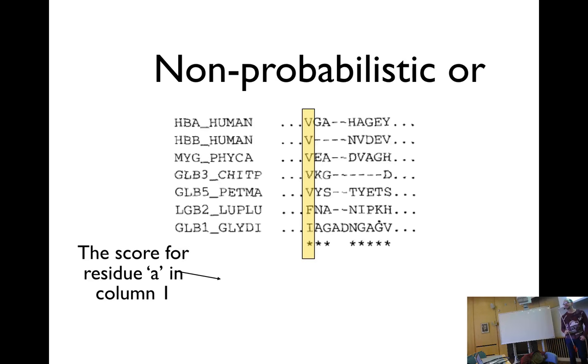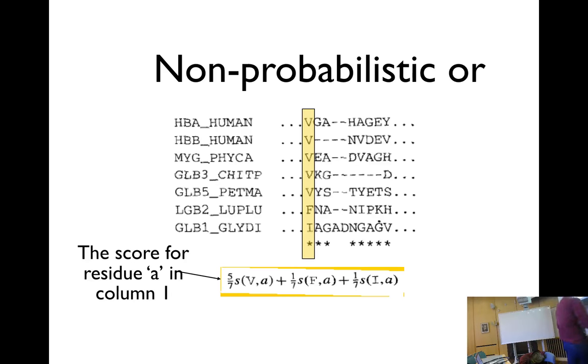amino acids. So in this case it's 1, 2, 3, 4, 5 B's, 1 F, 1 I. So basically the score is substituting A to B times 5/7, A to F times 1/7, and A to I times 1/7. This is the BLOSUM matrix or PAM matrix that we use. Because you have five variables there, we use five sets of variables there.